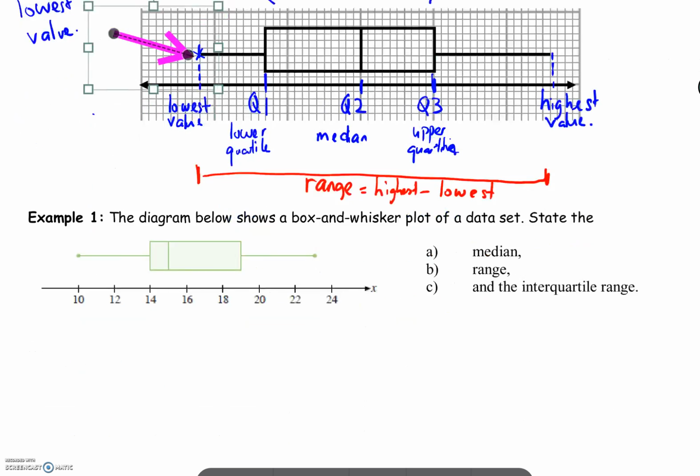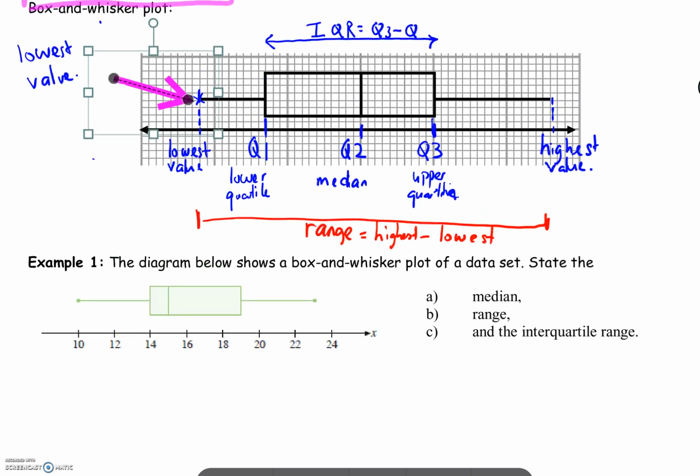No. Okay, now let's try to do the first one. A. What is the median? 15. No trick. 15. Usually I will have units, but in this case, can I write units? No, because they only write X. So 15, no choice. What about the range?